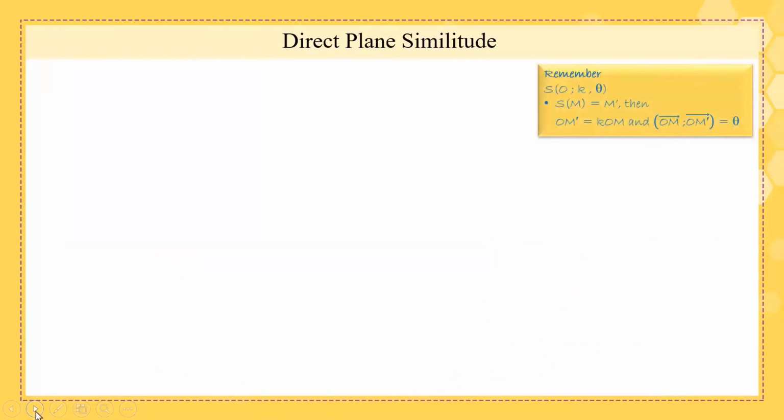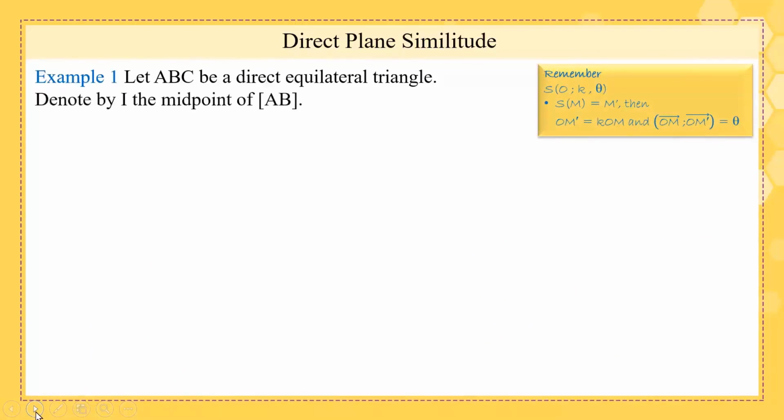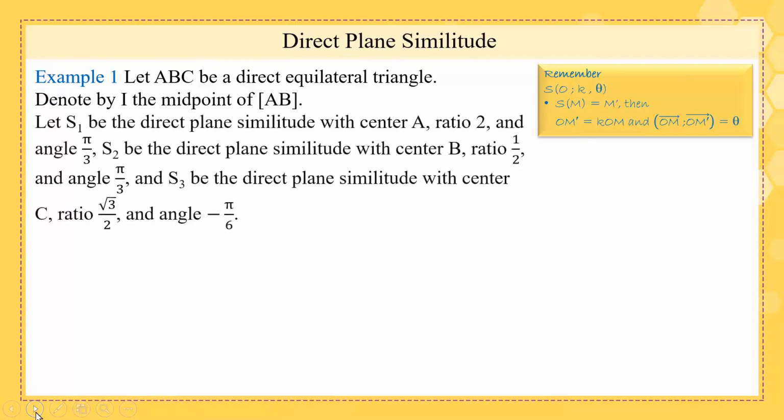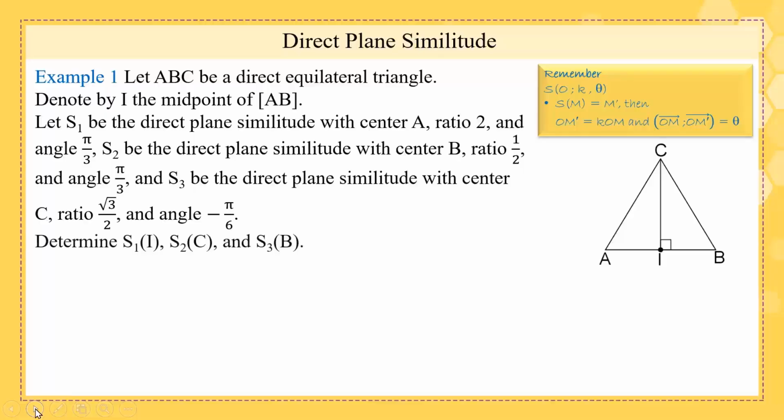Remember these remarks. Example 1. Let ABC be a direct equilateral triangle and I be the midpoint of the segment AB. We have 3 similitudes here. S1 of center A, ratio 2 and angle pi over 3. S2 is a similitude of center B, ratio half and angle pi over 3. And S3 is a similitude of center C, ratio radical 3 over 2 and angle minus pi over 6. Here is the figure. Determine the image of I by S1, the image of C by S2, and the image of B by S3. Please try to think before you see the solution.